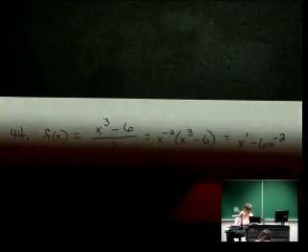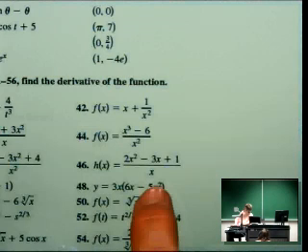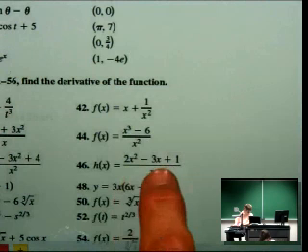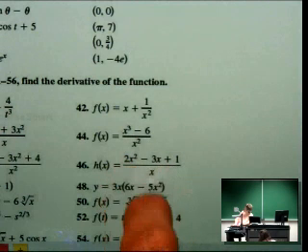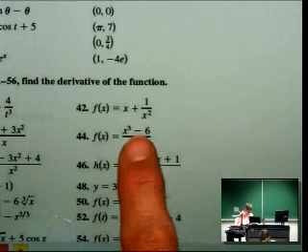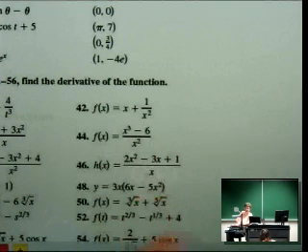On 46, I'm not going to write it down. Do the same thing. You could either write that x in the denominator as x to the negative 1 and distribute it, or you could just divide each term by x and write that as 2x minus 3 plus x to the negative 1, and then differentiate.